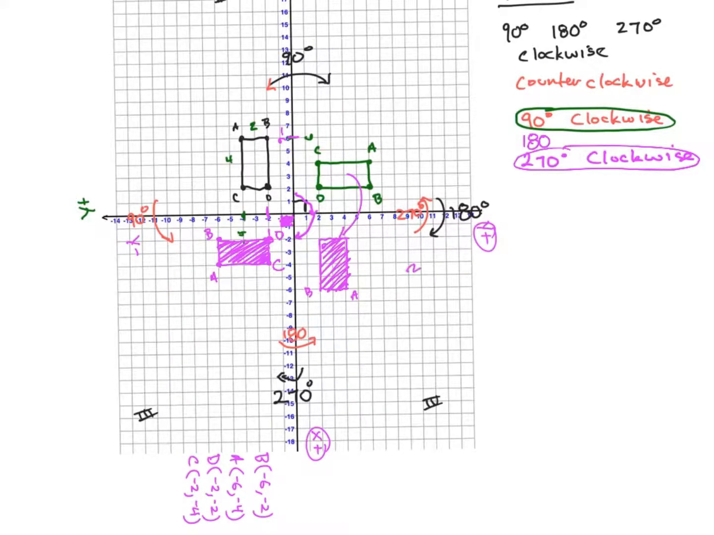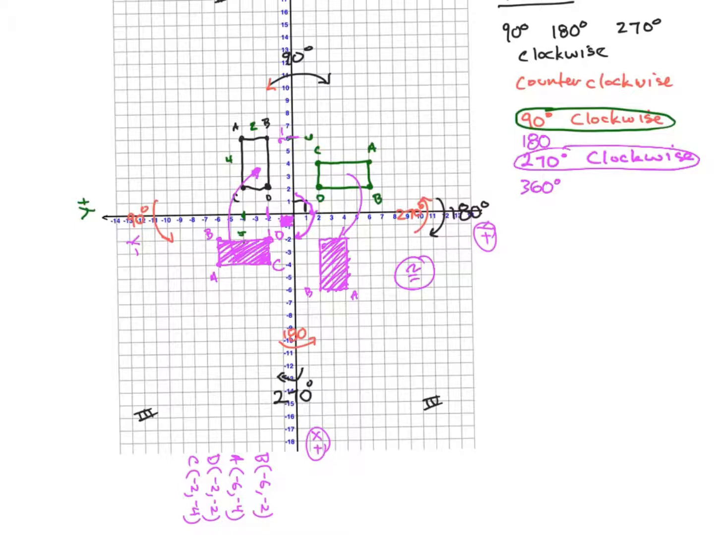And it's that idea of congruency and that we're spinning the shapes. They maintain the same size and shape, and if we spun it all the way back around, it would end up right back where we started. There would be your 360 clockwise.